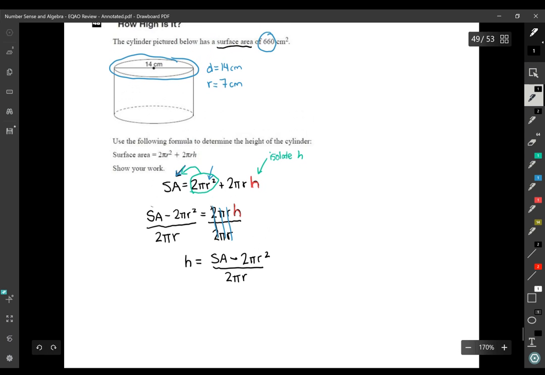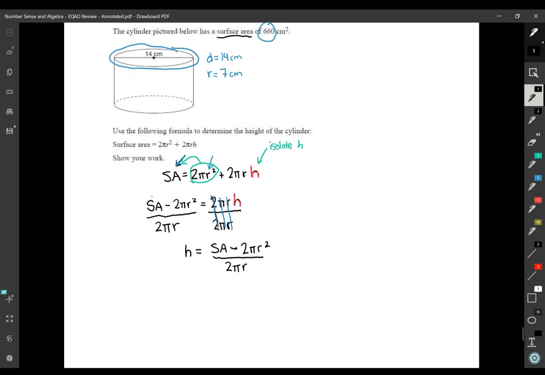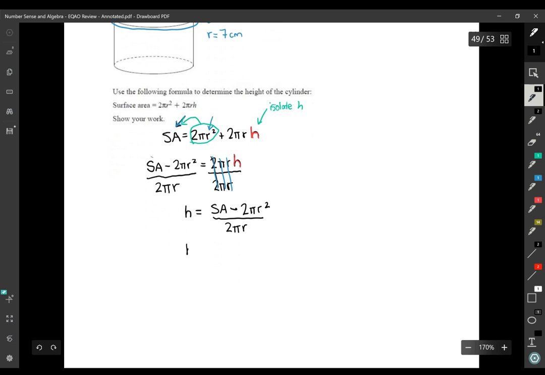And now we're going to substitute in our values. Surface area was given to us. It's 660 minus 2 pi, so 2 times 3.14. Remember, radius was 7, so 7 squared, all divided by 2 times 3.14 times 7.